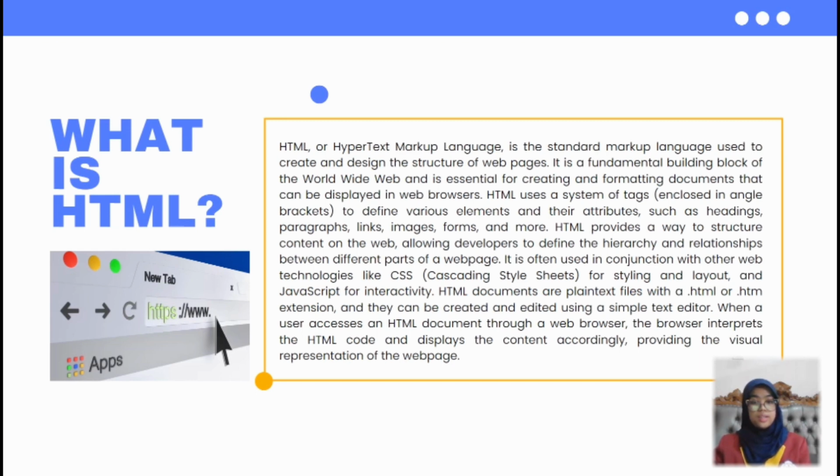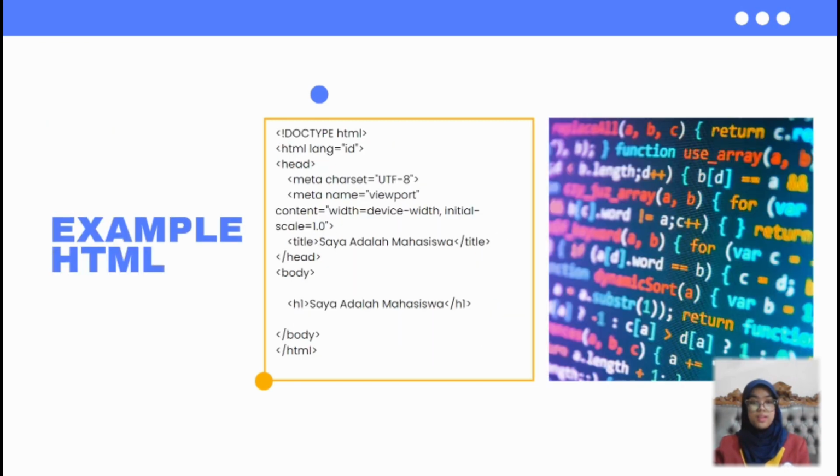When a user accesses an HTML document through a web browser, the browser interprets the HTML code and displays the content accordingly, providing the visual representation of the web page. This is an example HTML.